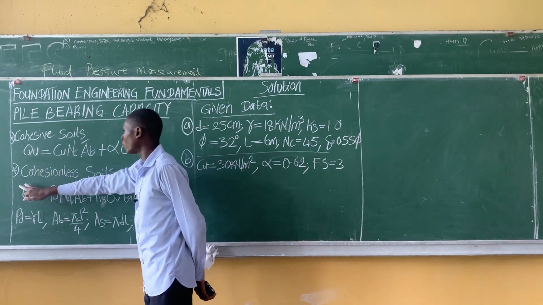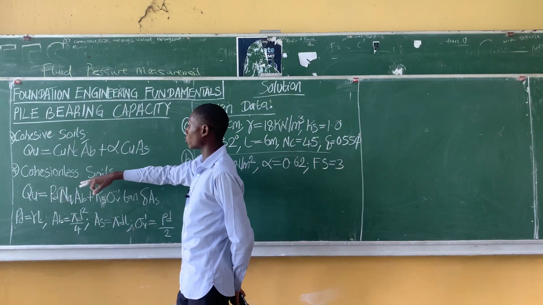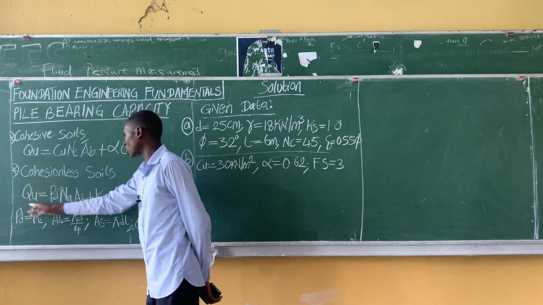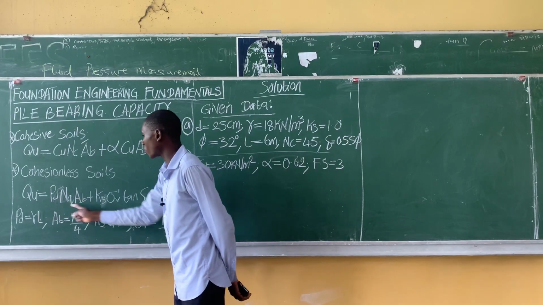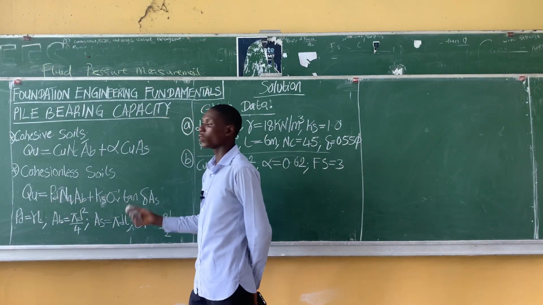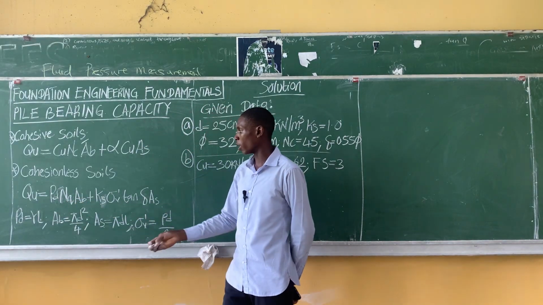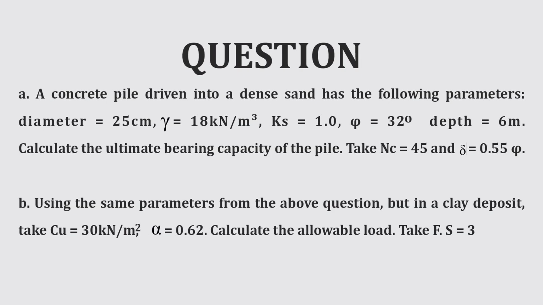Secondly, if the soil being considered is a cohesionless soil, then this is the expression we use to determine our bearing capacity. Some of the parameters in here are not given in the particular problem, so these are some expressions we use to find the unknown parameters. So we'll be taking a question.